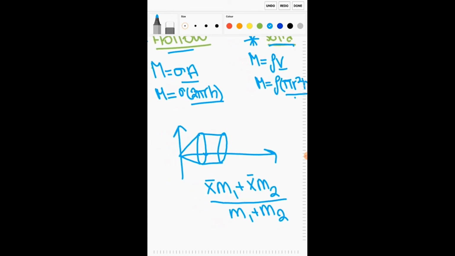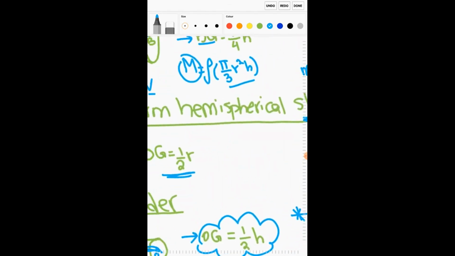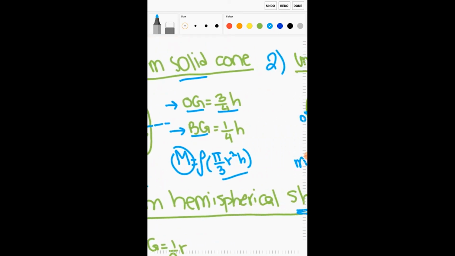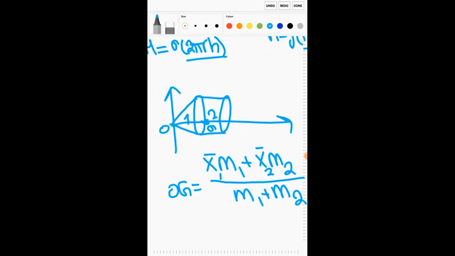So let's say G was here. We don't actually know where it is. If it were here and this is O, OG would be this. So you need to find x bar of the cone, because this is part 1 and this is part 2. So x1, x2. x1 would be the center of mass of the solid cone. So you go back to your formula. You're starting from O and going until G, it will be 3 over 4 h. So x is 3 over 4 h, and m would be rho v.